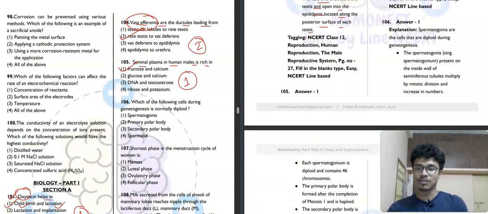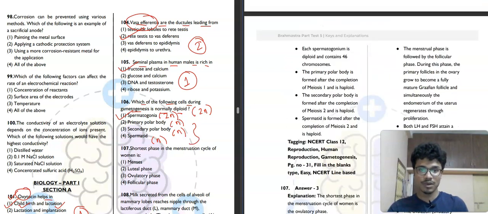Now moving towards the next question. It is saying that which of the following cells during gametogenesis is normally diploid? Diploid means the ploidy level is 2n. Spermatogonia is diploid, absolutely correct, the first option. Then the primary polar body is not diploid, the secondary polar body is not diploid, and spermatid is also not diploid. All these are haploid structures: primary polar body, then secondary polar body, as well as spermatid. So that's why the first option will be your correct answer for this question.